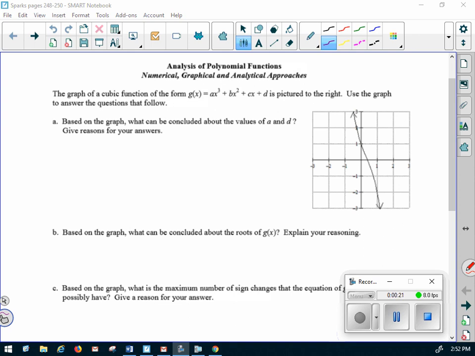Analysis of polynomial functions, numerical, graphical, and analytical approaches. The graph of a cubic function of the form g of x equals ax cubed plus bx squared plus cx plus d is pictured to the right. Use the graph to answer the questions that follow. Based on the graph, what can be concluded about the values of a and d?